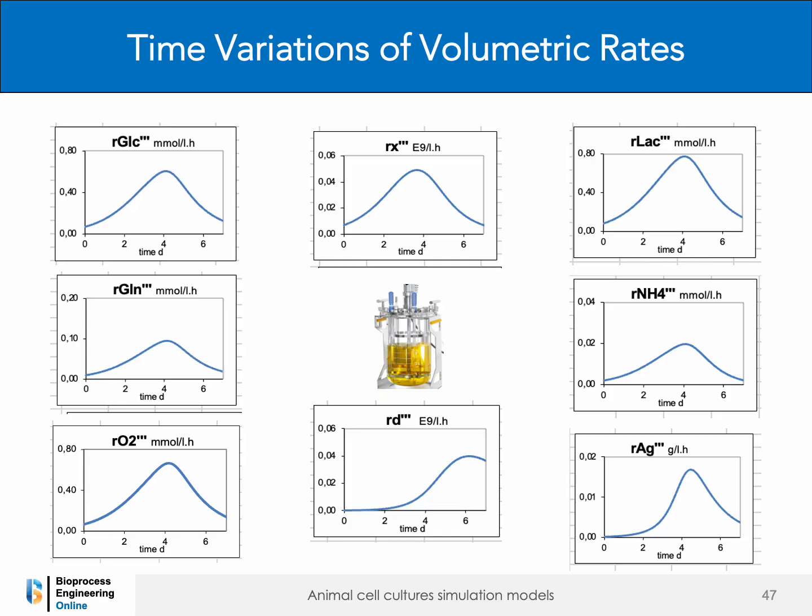These volumetric rates represent the intensity of the different biological processes and directly determine how the component concentrations change over time. During the first part of the culture, all volumetric rates increase as the viable cell concentration rises. They then reach a maximum and subsequently decrease as cell growth slows down. Most volumetric rates reach their maximum at around 4 days of culture. The main exception is the volumetric cell death rate, which peaks later at around 6 days.